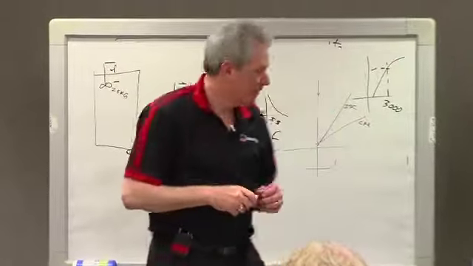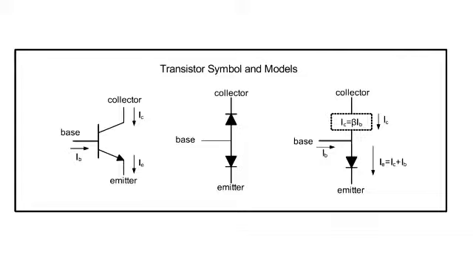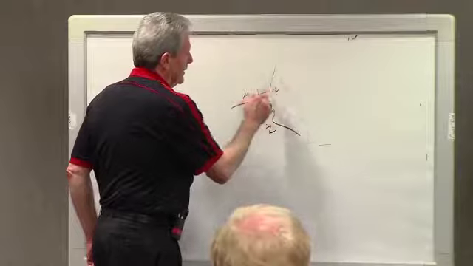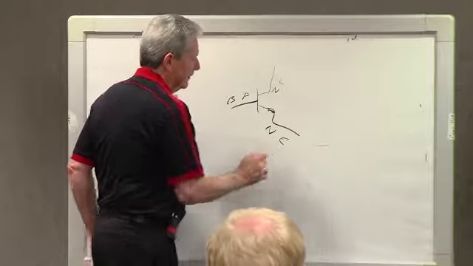Go back to your transistor. I told you a good model for a diode. This is an NPN transistor. NPN: collector, base, emitter.